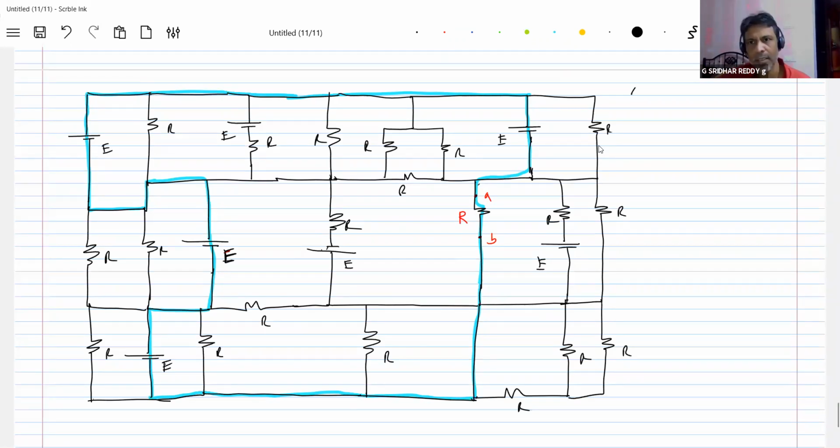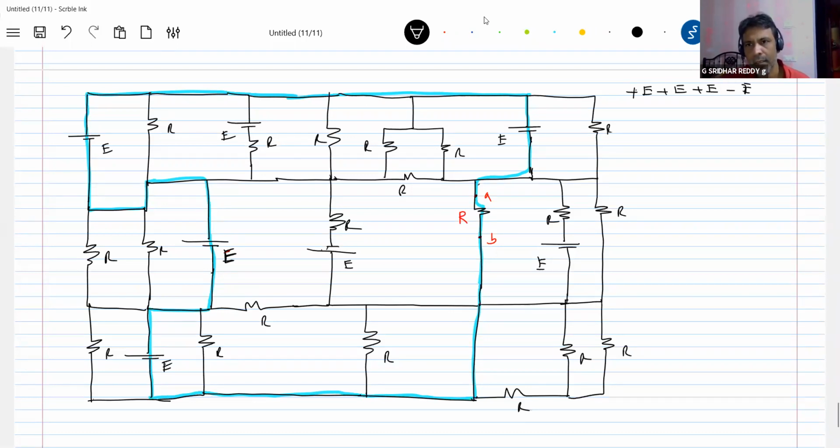So I'll write the KVL equation. Follow the path. I'll start from here: plus E, minus E, then minus E, or you can begin like this, plus E, plus E, plus E. So altogether till here it will be 3E minus E, minus IR.